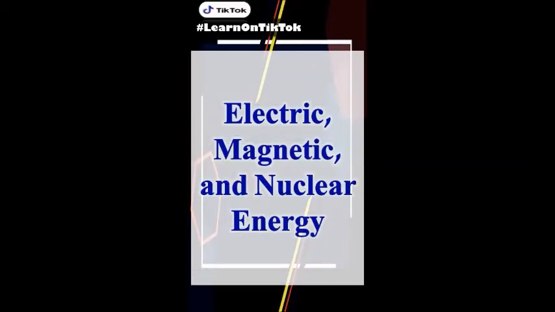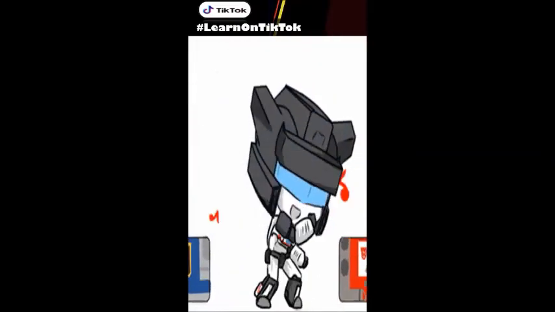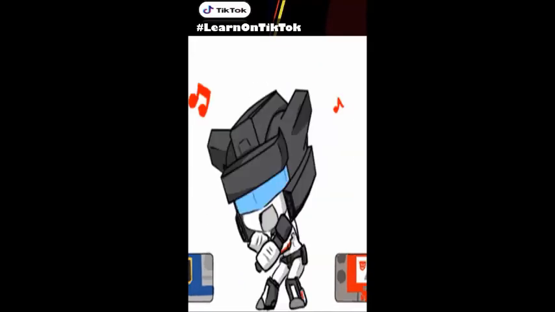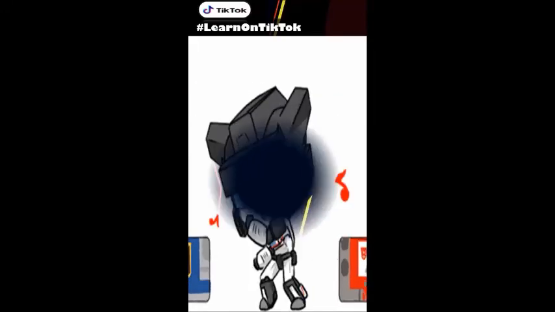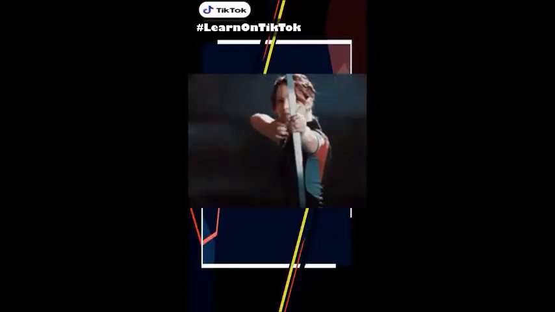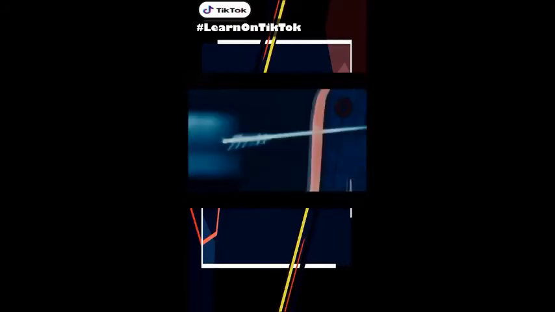Other forms of energy, such as electric, magnetic and nuclear energy, are also considered examples of kinetic and potential energy. Energy can be transformed from one form to another, and this involves transfer of energy from one object to another. The potential energy of a bent bow can be transformed into kinetic energy of the arrow.